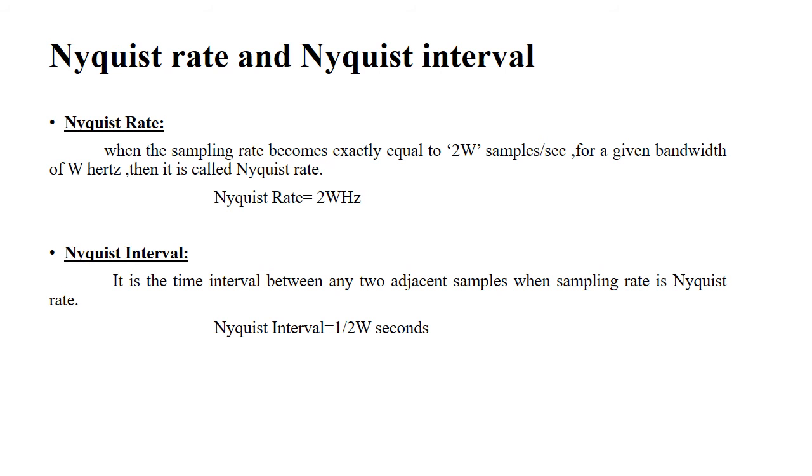So next we are going to see about the Nyquist rate and Nyquist interval. Nyquist rate means when the sampling rate becomes exactly equal to 2W samples per second for a given bandwidth of W hertz, then it is called the Nyquist rate. So Nyquist rate is denoted as 2W hertz. Next, Nyquist interval. It is the time interval between any two adjacent samples when the sampling rate is the Nyquist rate. So Nyquist interval is equal to 1 by 2W seconds.